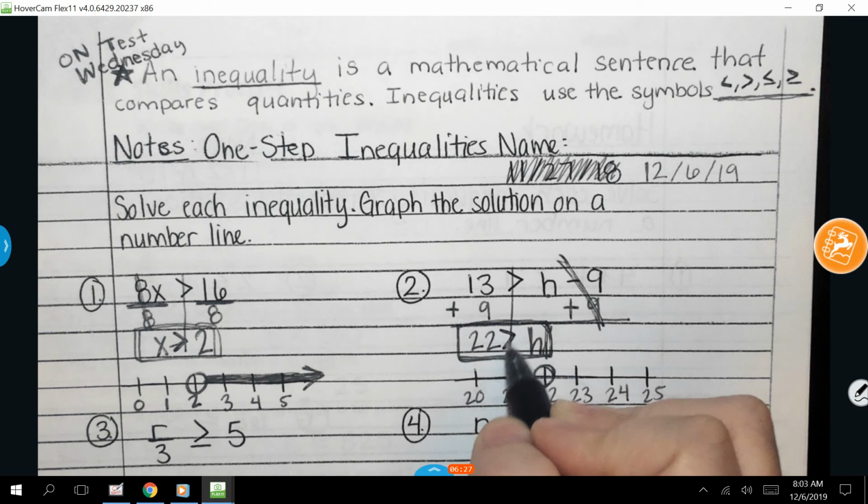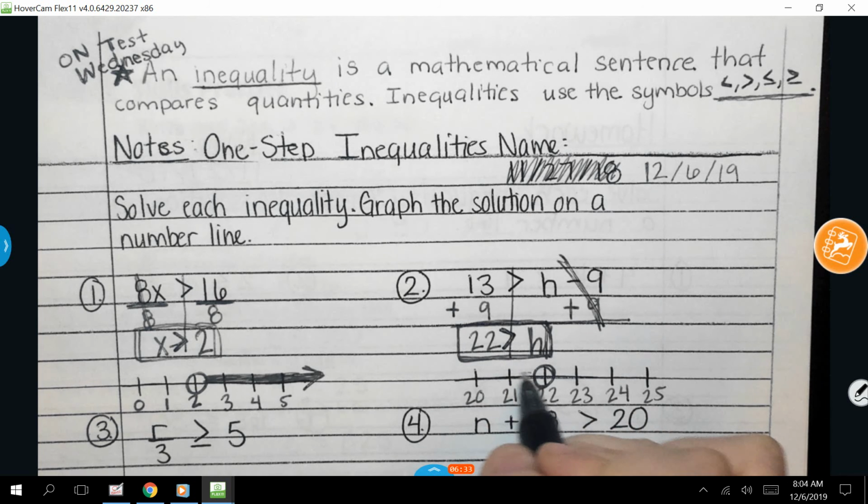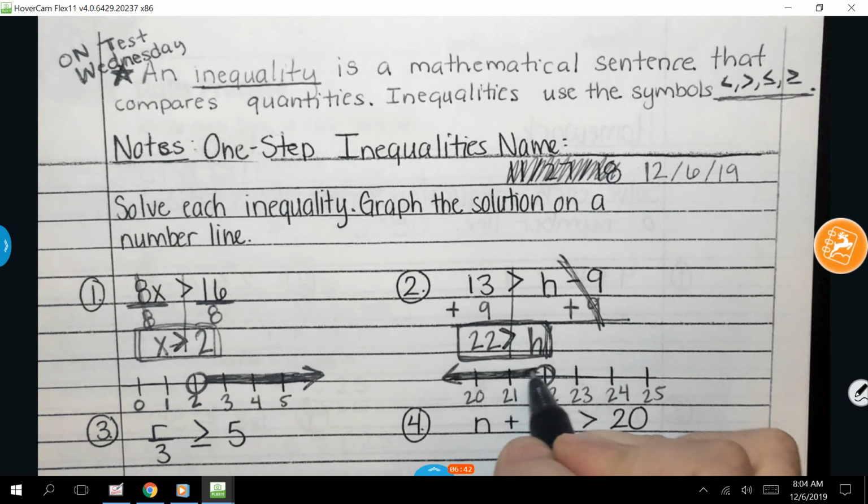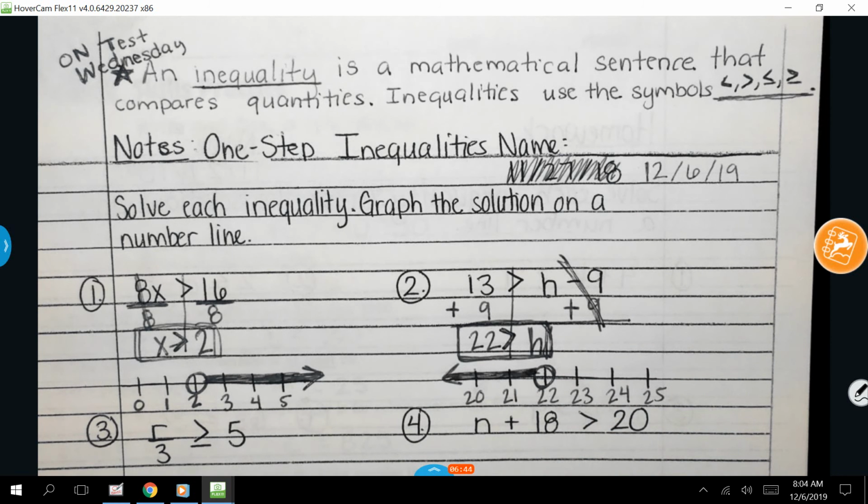No, the letter should be in the front, so I can't go to the right, which means I'm just going to go to the left. So I'm just going to go the opposite direction. So if the letter is not in front, you just go the opposite direction. Okay. Questions about number 2?